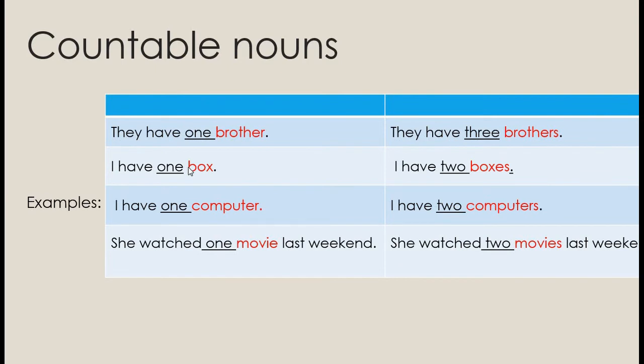I have one box. I have two boxes. Also here, the word box is singular, one box. And here two boxes, more than one. We add es to make it plural. I have one computer. I have two computers. She watched one movie last weekend. She watched two movies last weekend.